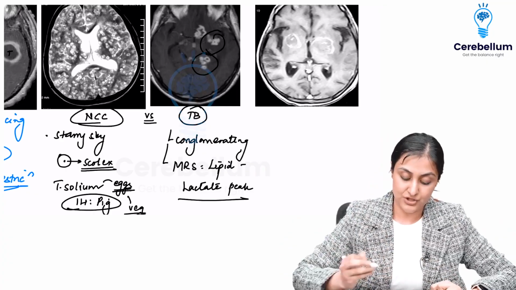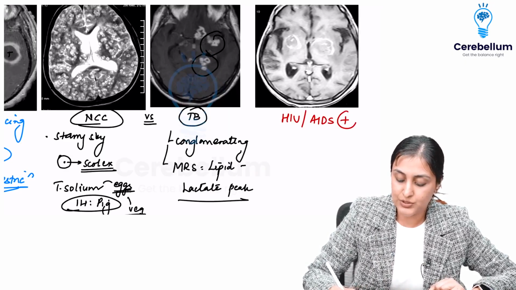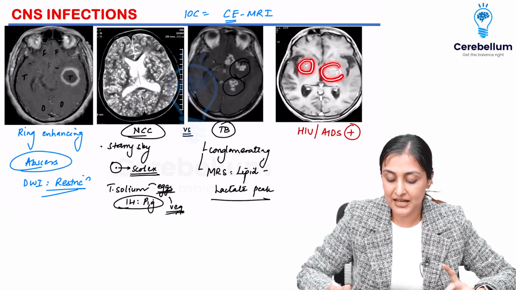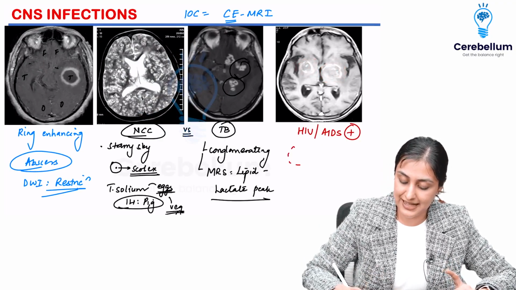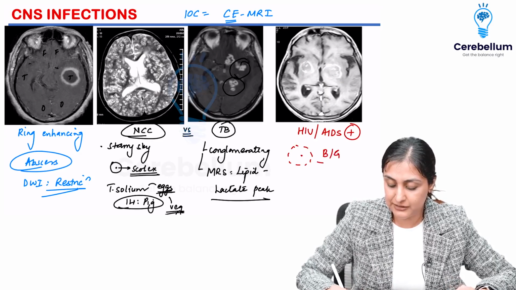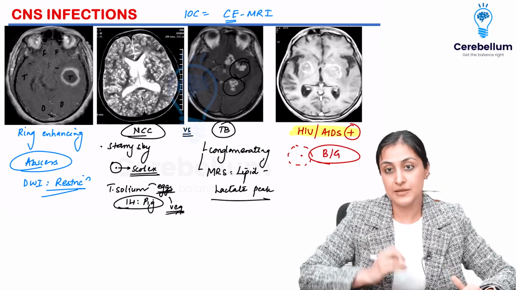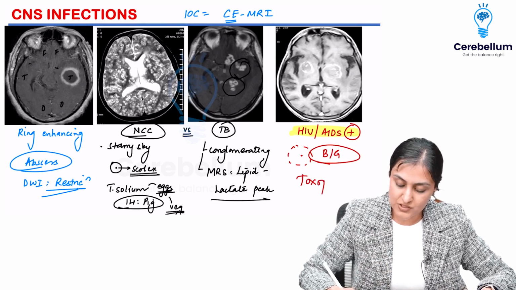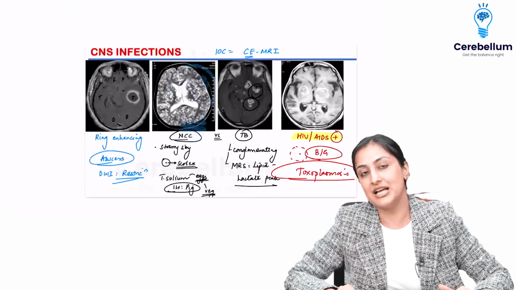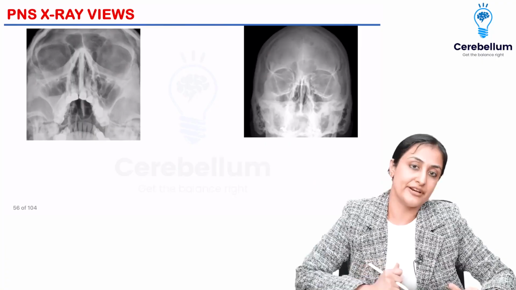The fourth infection, where the buzzword is now going to be HIV AIDS. So if I tell you there is a patient who is HIV AIDS positive, and again I'm seeing these target shaped lesions. You can see there is ring enhancement with a central target, but this is not like NCC. This is involving the basal ganglia. Plus HIV AIDS will always be mentioned. This is toxoplasmosis. It's the most common infection in HIV AIDS. So toxoplasmosis, you're going to make a diagnosis with HIV AIDS in the history, right? So these are the 4 patterns of infections we need to know.